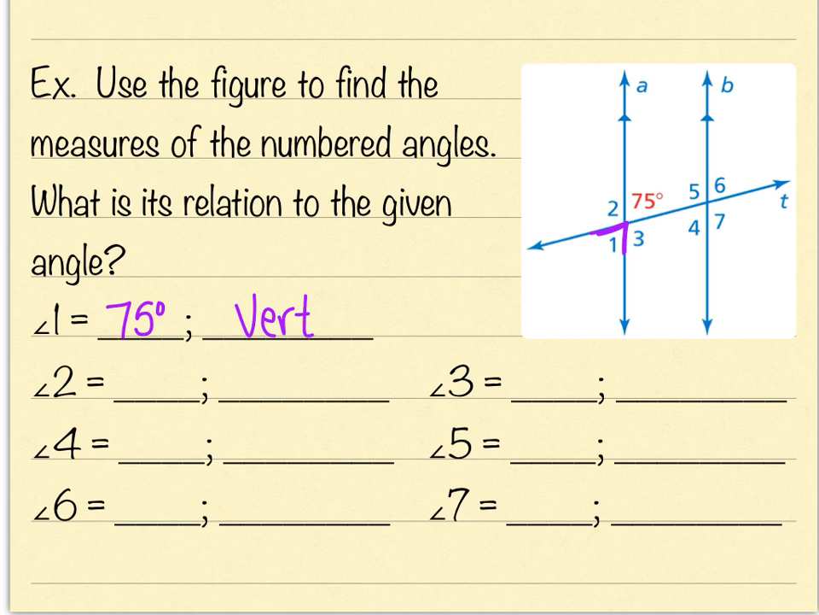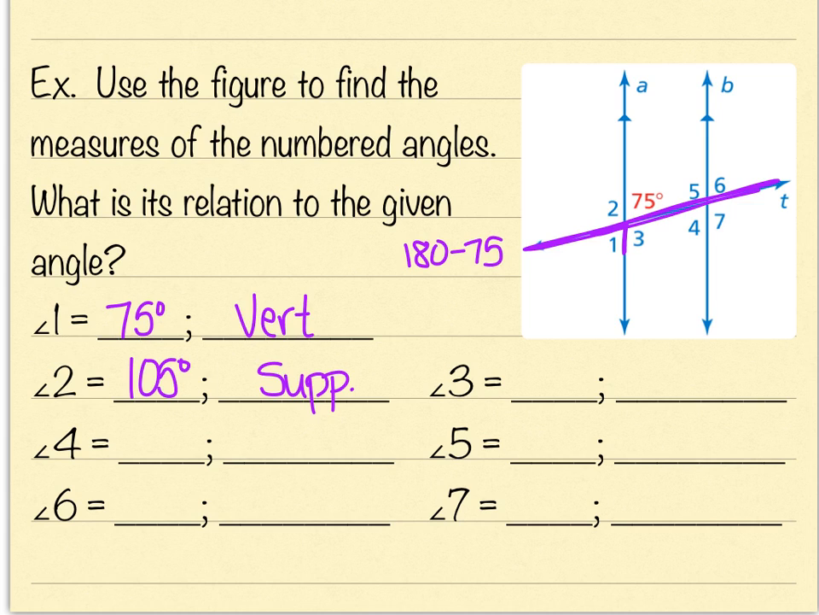Angle 2 is the next one. Angle 2 is going to be supplementary, and I'm going to abbreviate that, because it's sitting right next to the 75-degree angle, and together it forms that straight line right here. And so we can do 180 minus 75, which is 105. So angle 2 is 105 degrees.